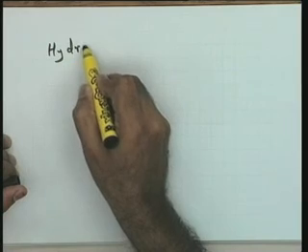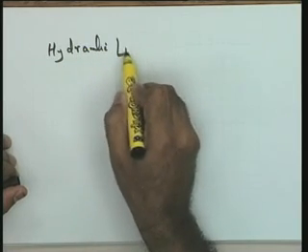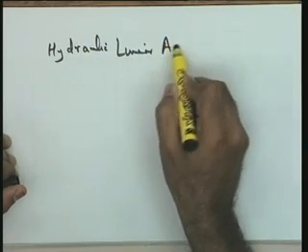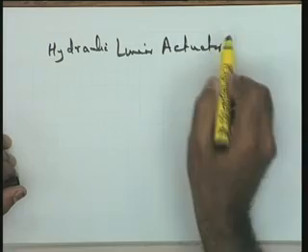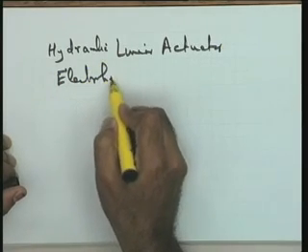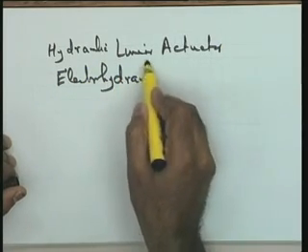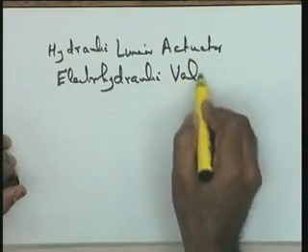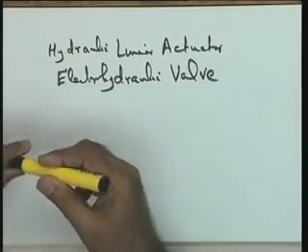Last time we had taken up hydraulic devices used in industrial control. I hope you will recall the two devices we had discussed in detail. One, the hydraulic linear actuator, and the other, the electrohydraulic valve. These are the two devices we had discussed.